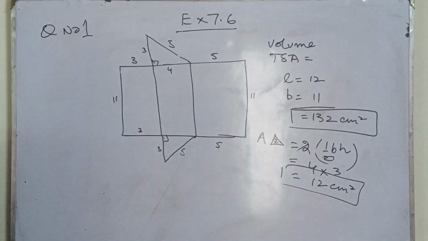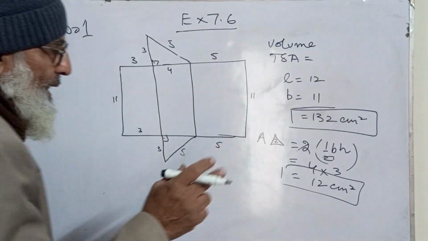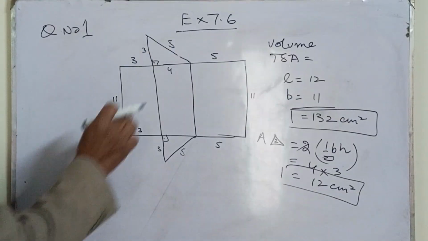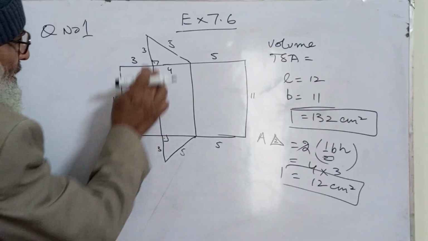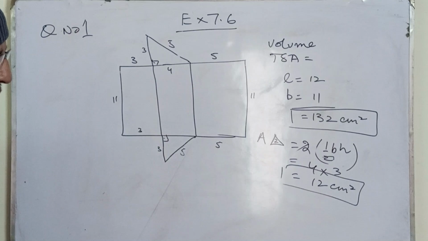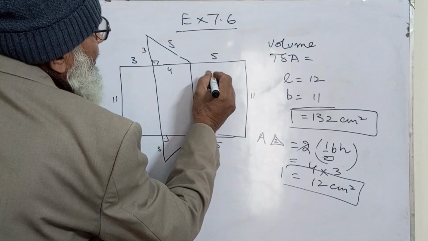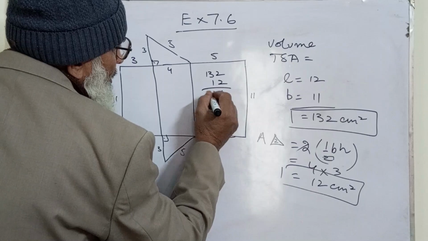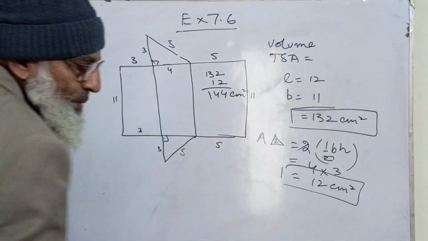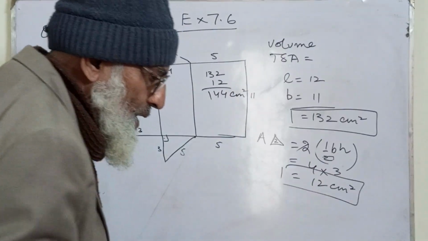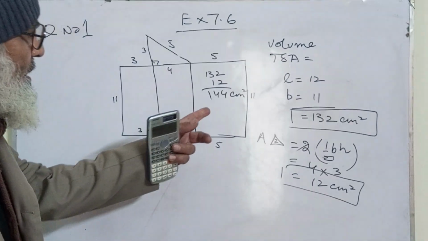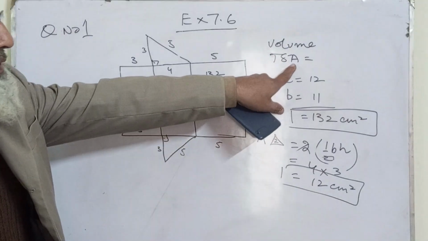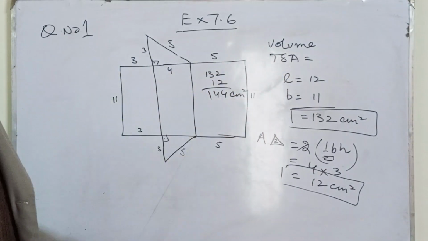The area of two triangles. Now the area of one triangle will be 6. Remember, area of one triangle will be 6 and the two triangles will be 12. Now add 132 with 12, you will be getting 144 centimeters square. Now this is the total surface area.